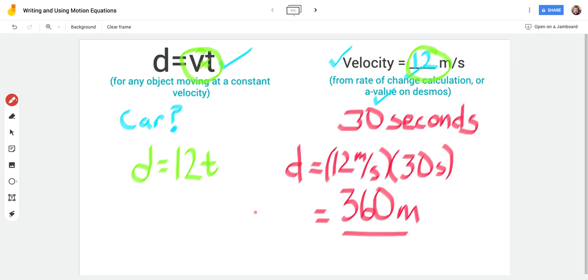Then we've used our model, d equals 12t, to predict that in 30 seconds, a car will travel 360 meters. It's as simple as that. Start with d equals vt, substitute in the velocity, which you get from the rate of change calculation or the A value. That gives you your specific model for the object you're interested in, and then you can use that model, that equation, just by doing a simple multiplication problem to find the distance the car goes. Hope that helps.